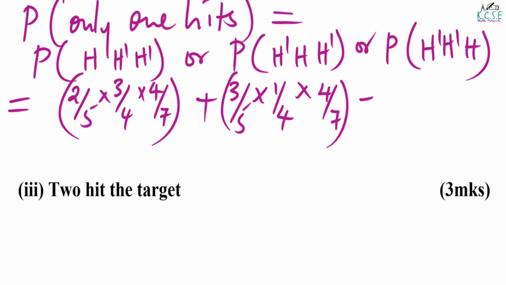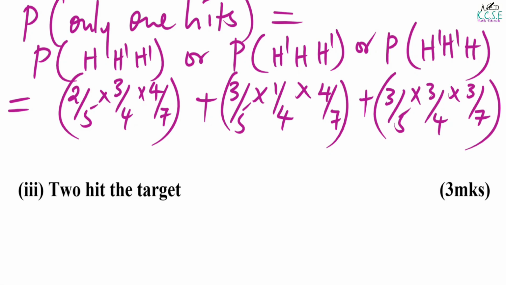plus 3/5 times 3 over 4 times 3 over 7. So those are the probabilities. Now what you're going to do is to multiply them.